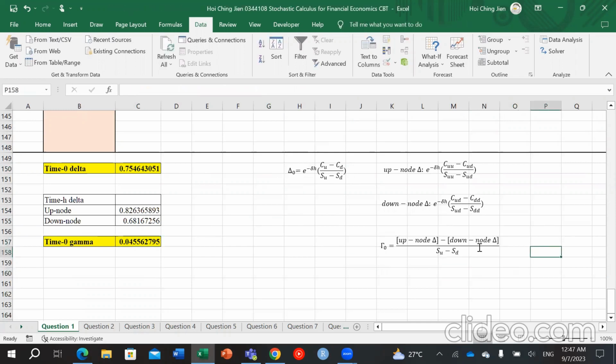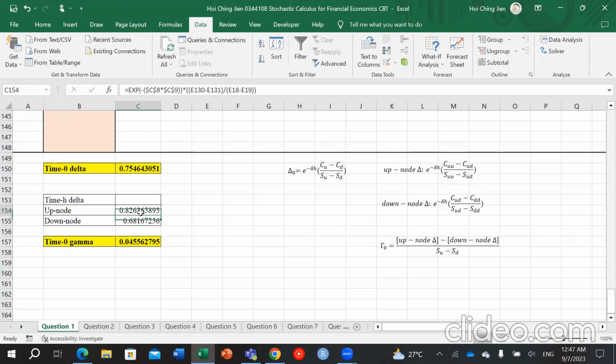For time 0 gamma will be a bit complex, which is we need to use this formula: the up node delta minus down node delta divided by Su over Sd. For the up node delta, the formula is exponential power minus delta H, Cuu minus Cud over Suu minus Sud. The C value is call and the S value is stock. For the down node it is exponential power minus delta H, Cud minus Cdd over Sud minus Sdd.